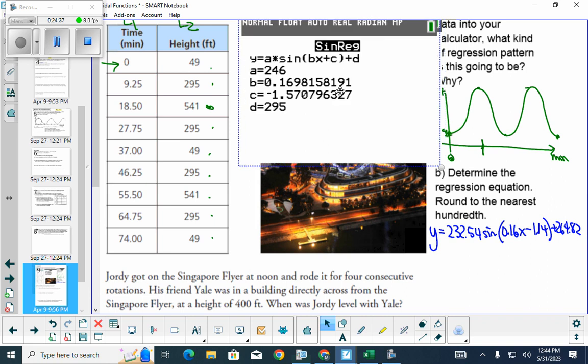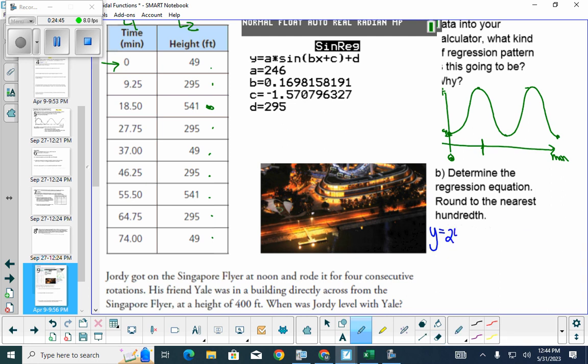Okay, so let's try this again, shall we? So 246 sine 0.17 x minus 1.57 plus 295.